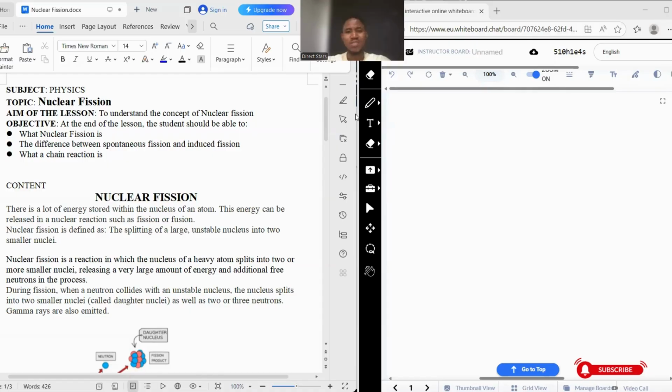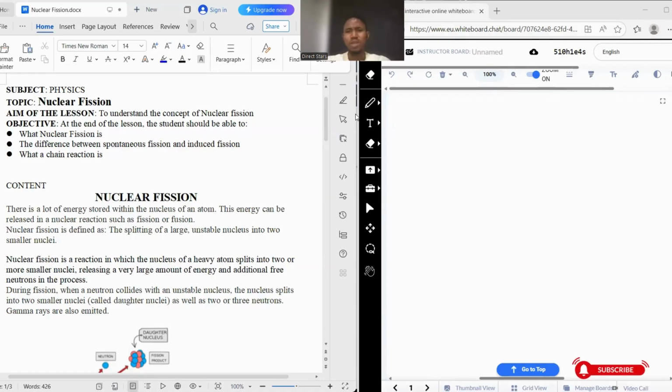Our subject for today is physics, while our topic is nuclear fission. The aim of today's lesson is for you to understand the concept of nuclear fission. The objective of the lesson is for you to know what nuclear fission is, the difference between spontaneous fission and induced fission, and what a chain reaction is. Firstly, let's dive into nuclear fission.